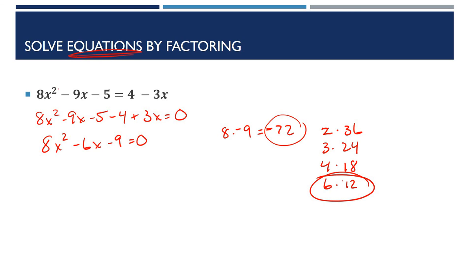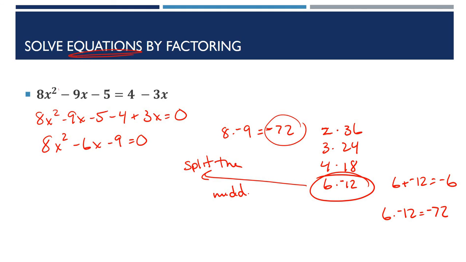Perfect. So I'm going to use negative 12 because I want a negative 6. 6 plus negative 12 is negative 6. 6 times negative 12 is negative 72. So I found my two numbers. Remember, I'm going to use those two numbers to split the middle. I'm going to split the middle term up: 8x squared plus 6x minus 12x minus 9 equals 0.